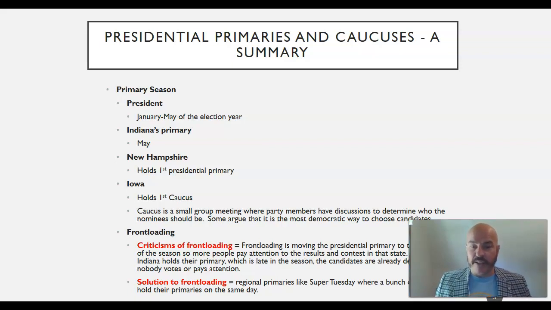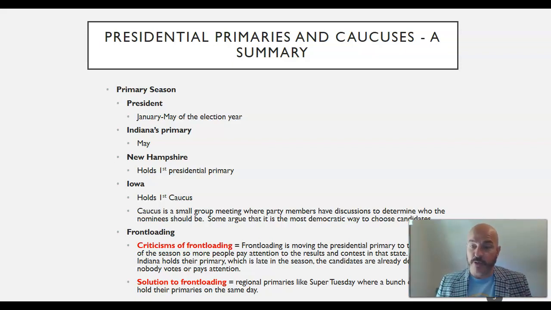Criticisms of it: people think we should move it a little closer to the beginning of the year, that it should be done quicker so that at least our vote matters. Because in Indiana, let's face it, by May, oftentimes the candidates are already chosen, and it doesn't mean a whole lot at that point. So you take these states out of the equation. So people think, let's move it forward in the season, and if we can be more forward, we're going to have a chance to participate.